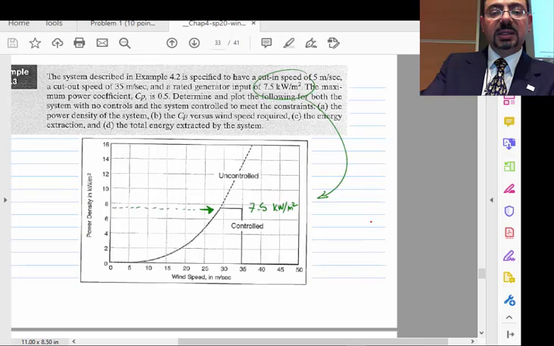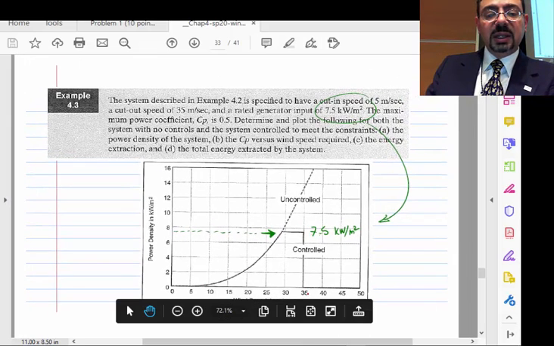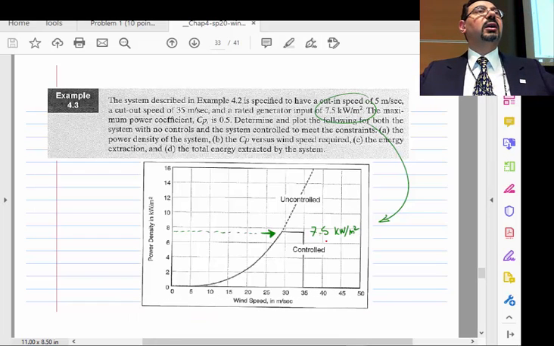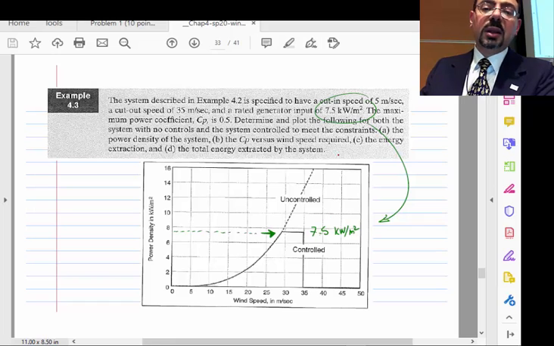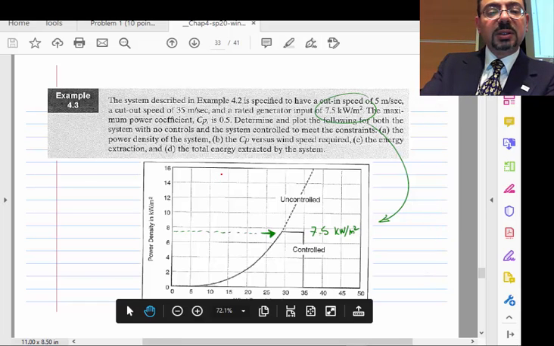And so this is in this example over here. Here is basically the curve of the turbine. This is 7.5 kilowatts per meter squared. So whatever the meter squared of that area, you multiply it by 7.5 kilowatts and you will get the power output. Okay, and so what does he want from us?